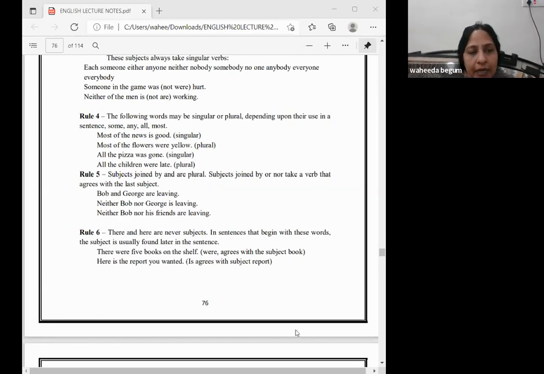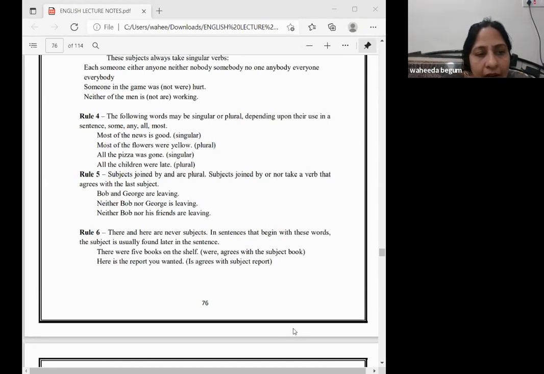Subjects joined by and are plural. Subjects joined by and means and. Subjects joined by or, nor, either or, neither nor, you might have heard that, take a verb that agrees with the last subject. Like Bob and George are leaving. Neither Bob nor George is leaving.